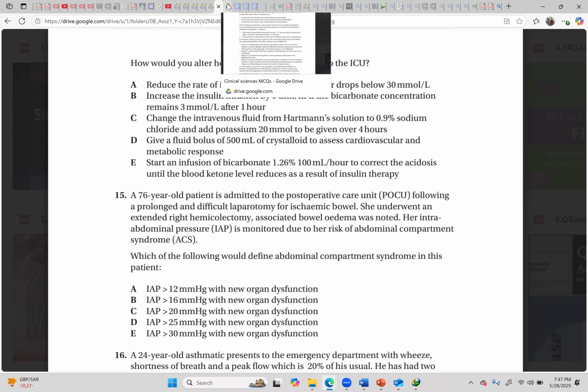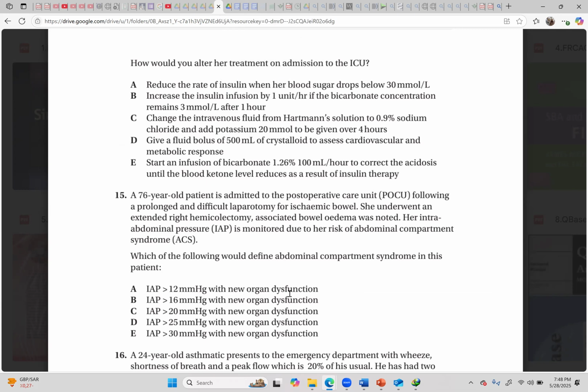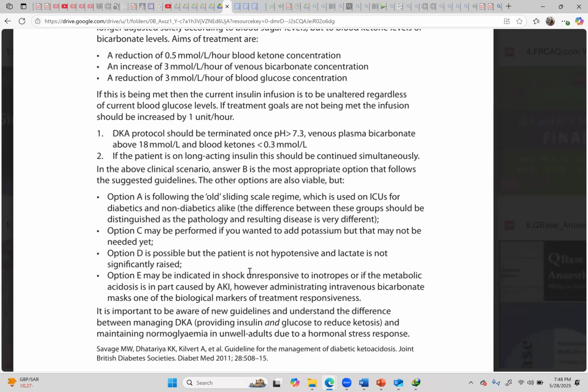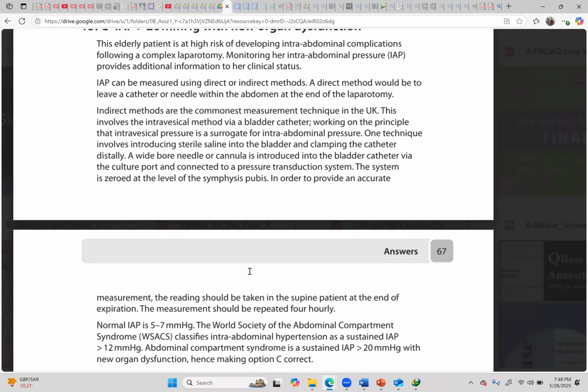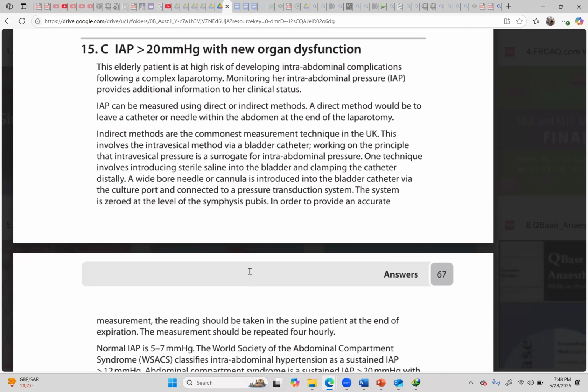Okay, so the next question is on abdominal compartment syndrome. Actually, there is a rise in pressure with new organ dysfunction. So that's what abdominal compartment syndrome is. We had a similar question before as well. It is a prolonged and difficult laparotomy for ischemic bowel, then extended hemicolectomy, bowel edema, and intra-abdominal pressure is monitored due to the risk of abdominal compartment syndrome. So I think it should be 20 with new organ dysfunction. So yes, the previous question was on measurement, and I think there were some other points as well.